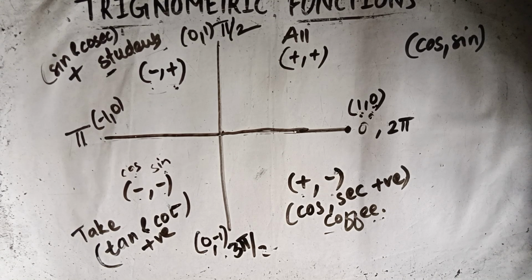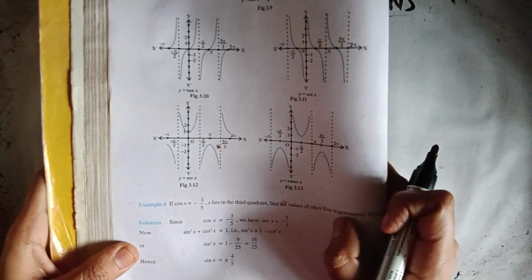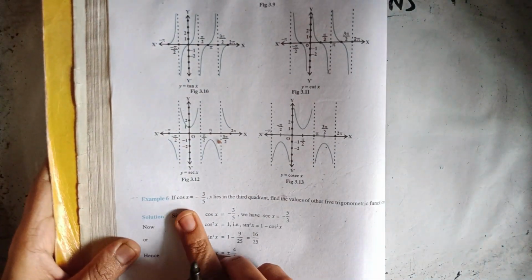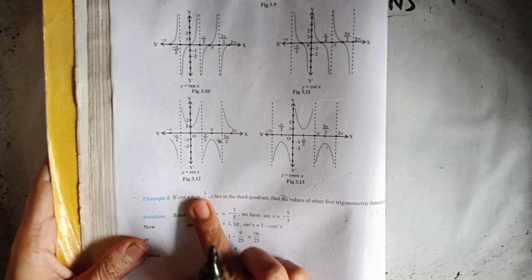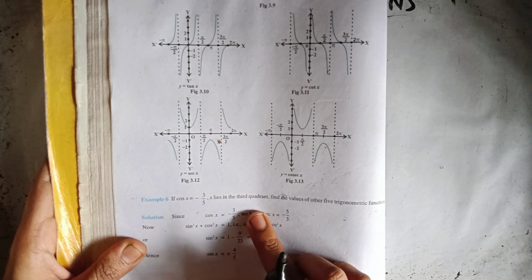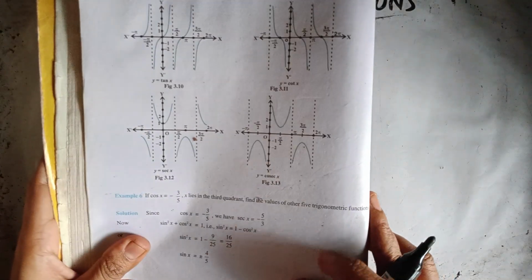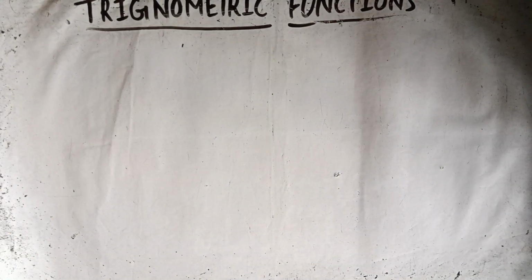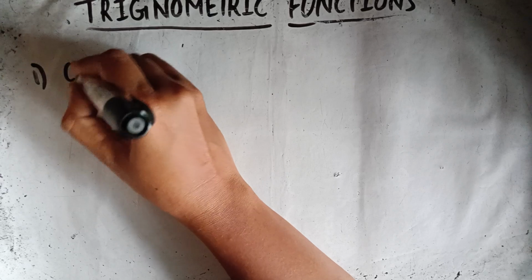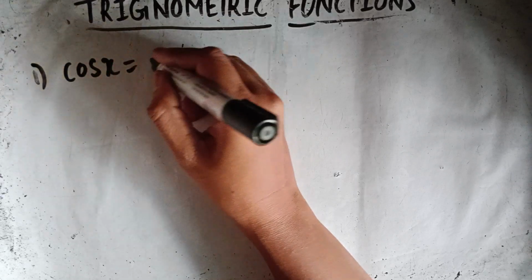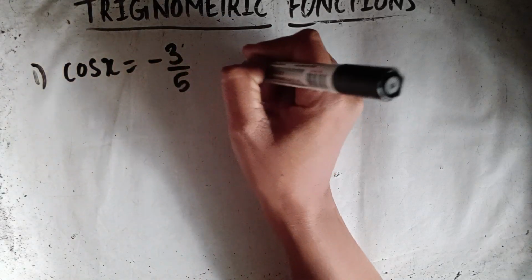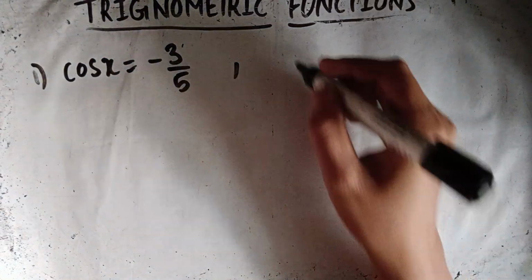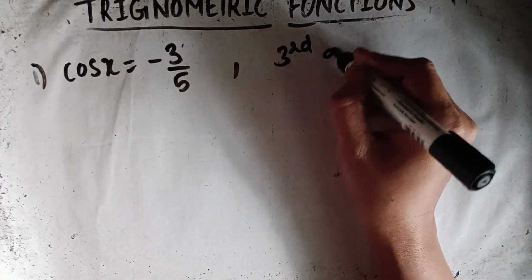Okay, so there is one example here. If cos of x is minus 3 by 5, x lies in the third quadrant. Find the value of other 5 trigonometric functions. Okay, so it is given cos of x is minus 3 by 5 and the hint which is given is it is in the third quadrant.